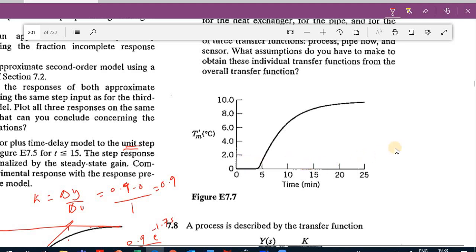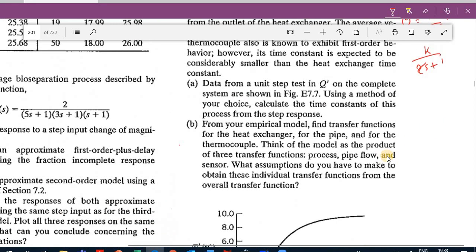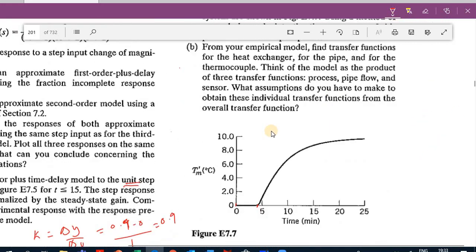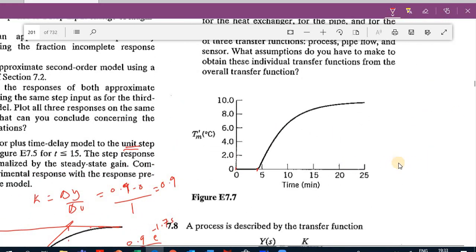So the first thing I could say is that there's a time delay for Tm, how it reacts with time. And the time delay I found was 6. I don't know why it says 4 here. It's 3 meters and 0.5 meters per second. It looks like if that was 2 meters, that would make sense. So I don't know why it said that. Okay, whatever. This is how Tm reacts as it changes with time.